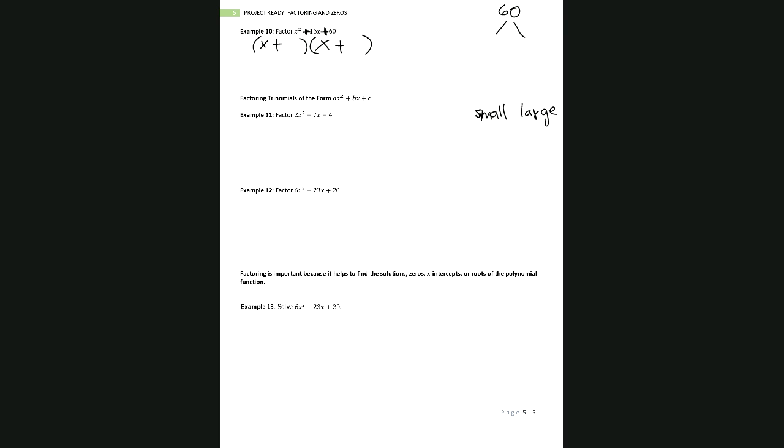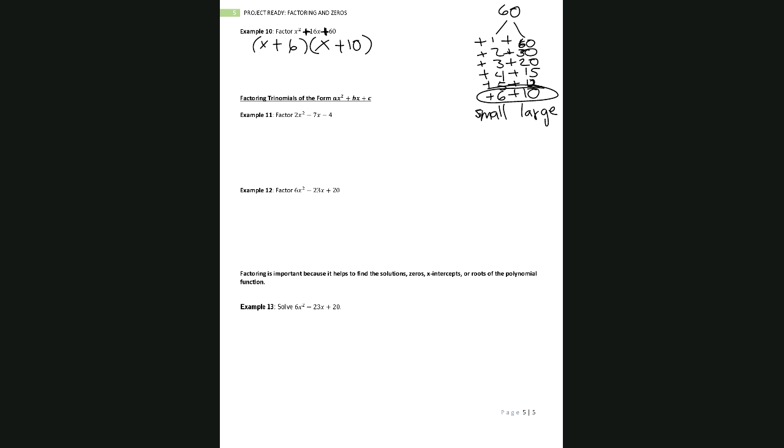So factors of 60, we could have 1 and 60, 2 and 30, 3 and 20, 4 and 15, 5 and 12, and 6 and 10. They're all positive. And so if we add any of those combinations, the combination that will give me a +16 will be this last one with a +6 and a +10.